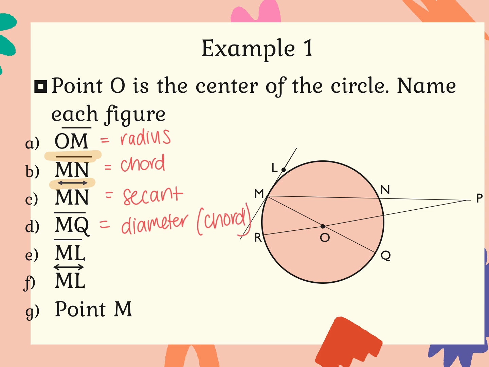And then again, same thing as before, look at ML. Look at what's on top of it. What's segment ML? Tangent segment. And then what about ML? It's just tangent. Yep, just tangent. And then what's point M? Specifically just the point. What is that point? Good. Point of tangency.